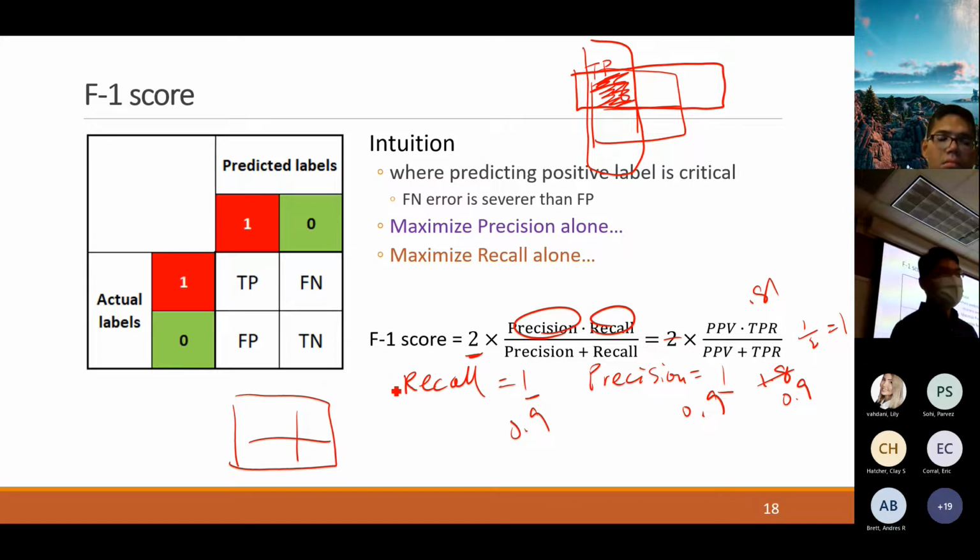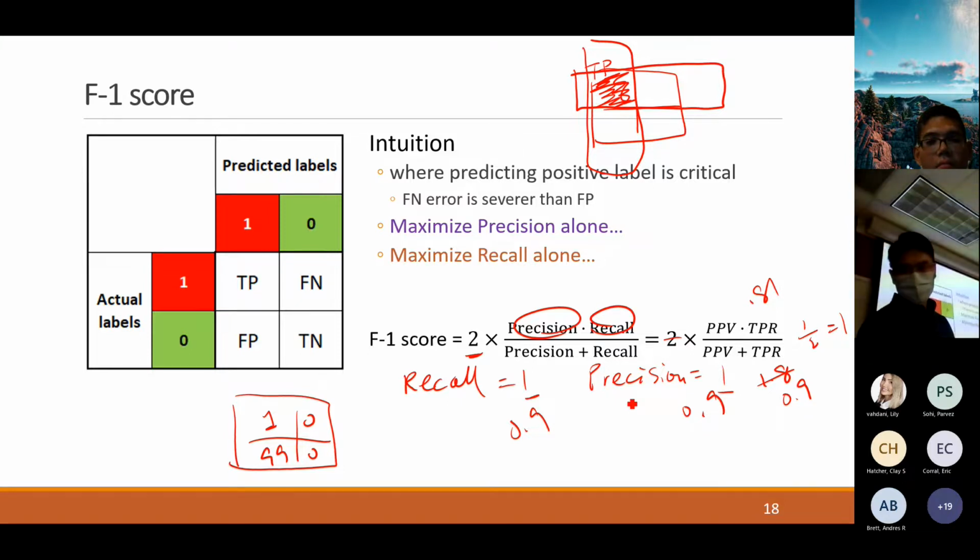But if one is low, but the other one is perfect, what will be the scenario? Here we have a scenario where the algorithm predicts positive for 100 cases, and we end up with 1 true positive and 99 false positives. And we have 0 here. So there's only 1 actual positive case. All the others are negative, but the algorithm predicts positive for all. So that's kind of similar to the previous example.